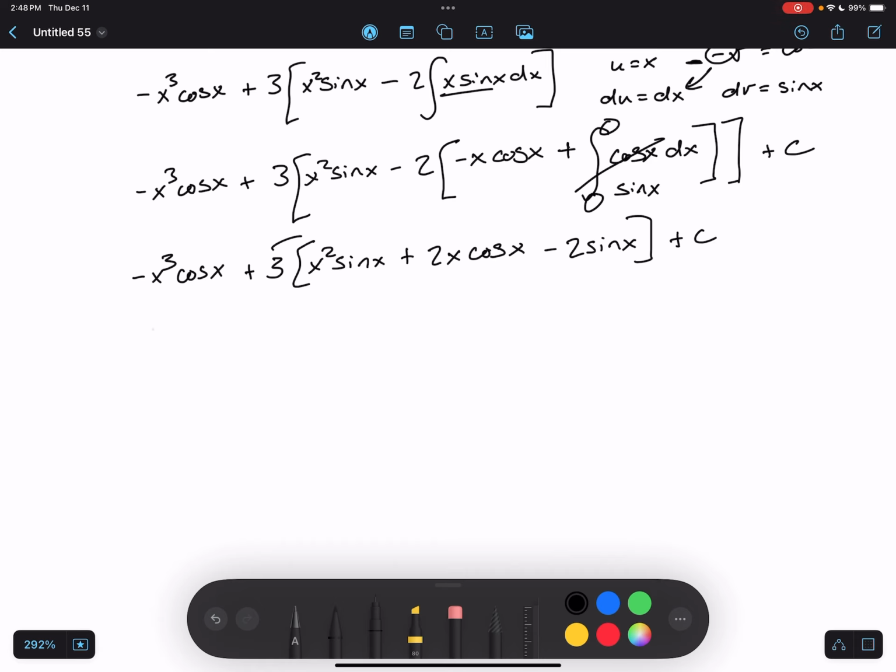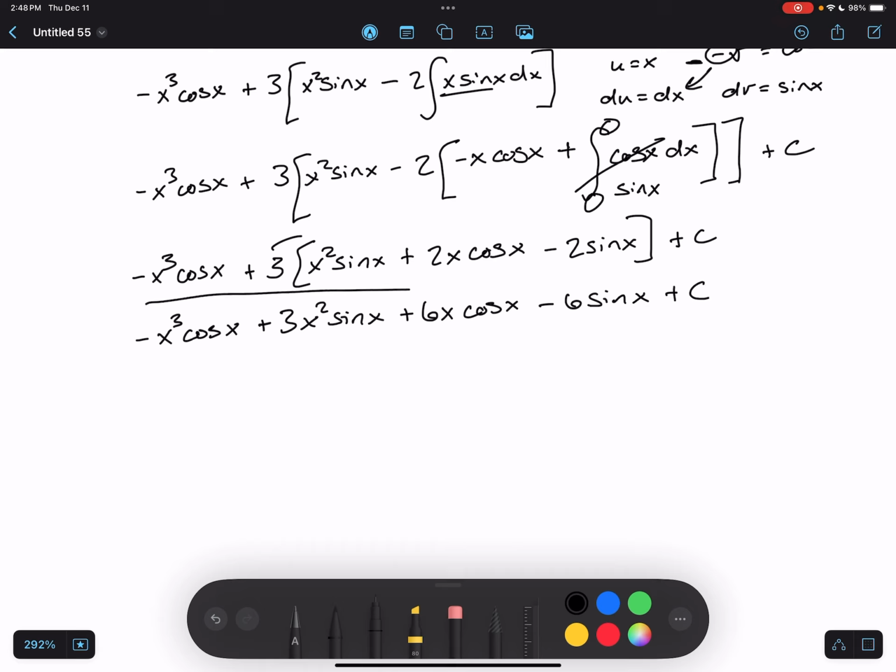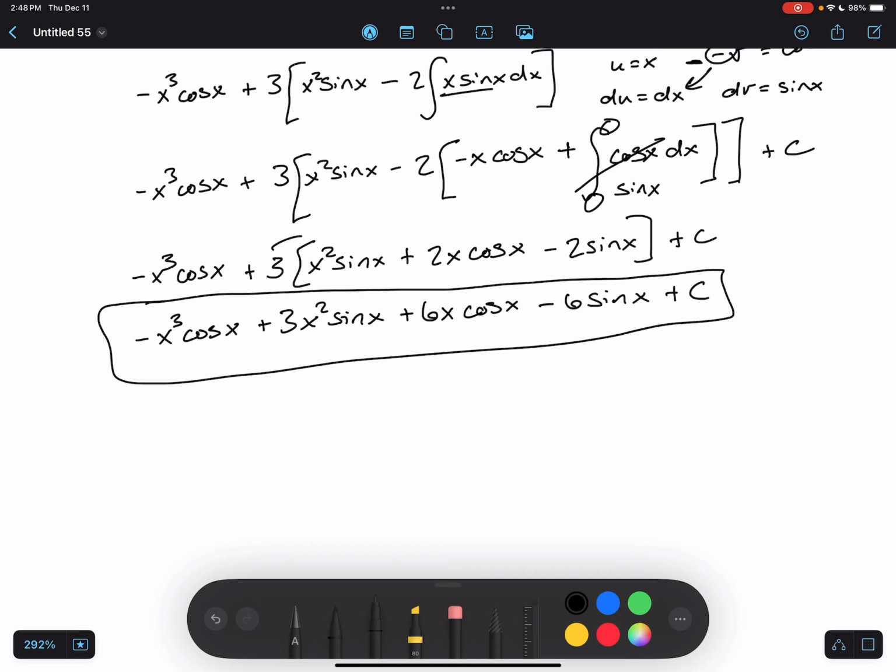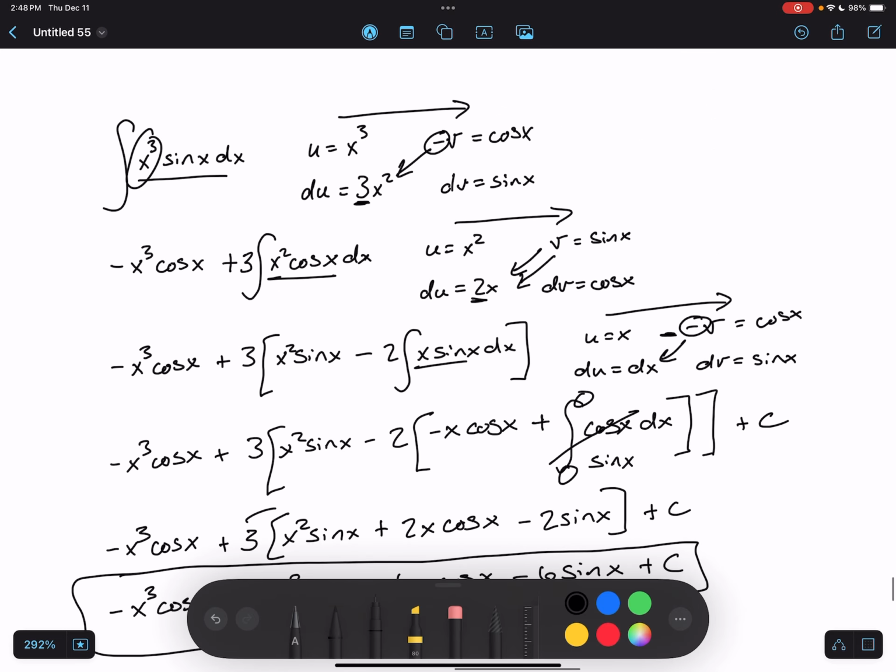Now we just need to distribute this 3. We'll get negative x cubed cosine x plus 3x squared sine x, and then we'll have plus 6x cosine x minus 6 sine x plus c. And this is the solution to our original integral x cubed sine x.